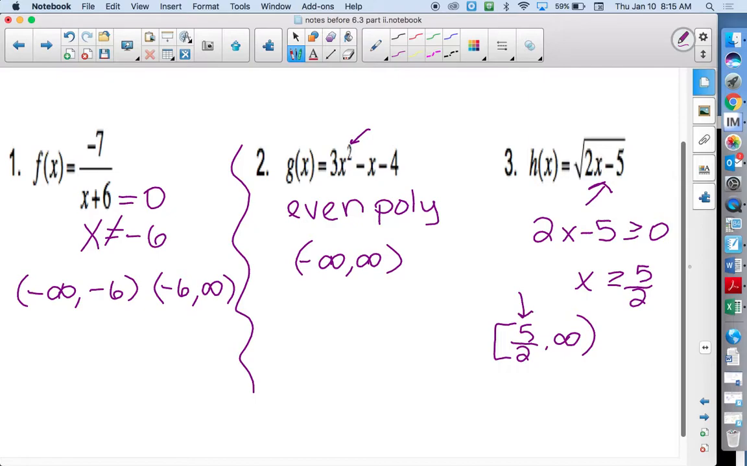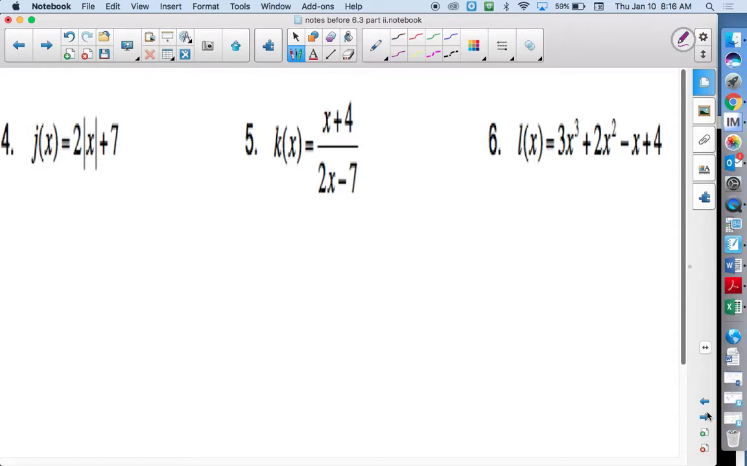Questions? Should you leave it as a fraction? Yes, leave it as a fraction. If you wanted to put it as 2.5 because that's an exact fraction, you could, but I'd say just leave it as a fraction.